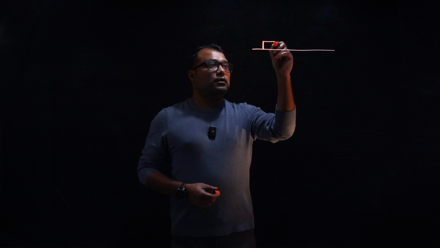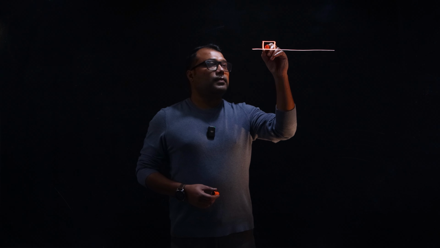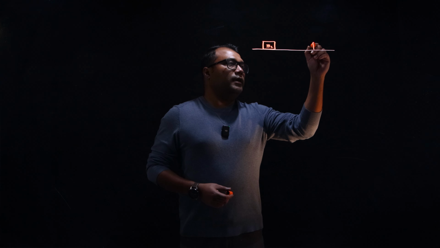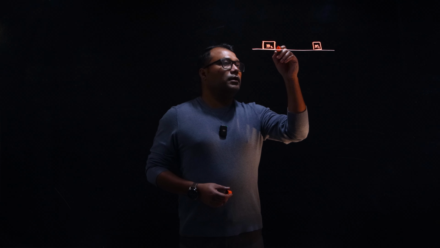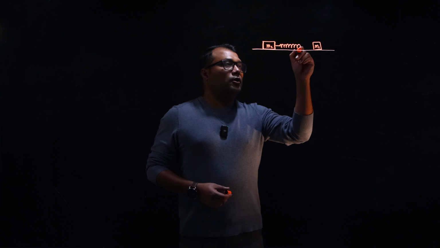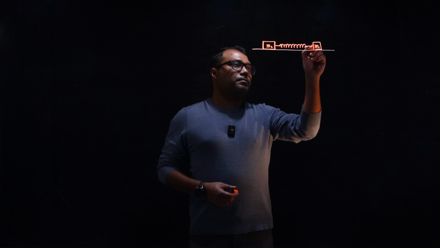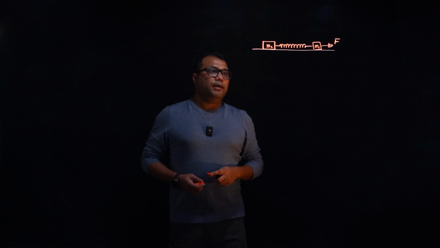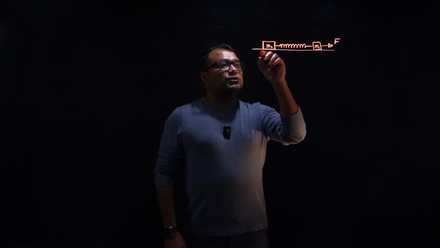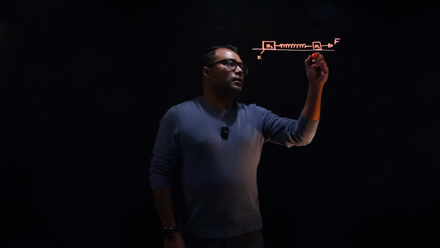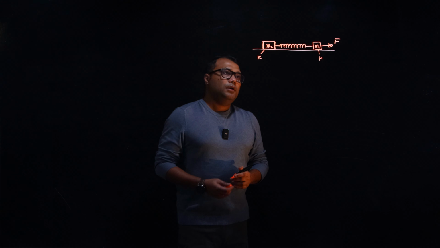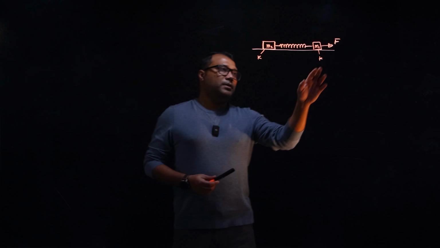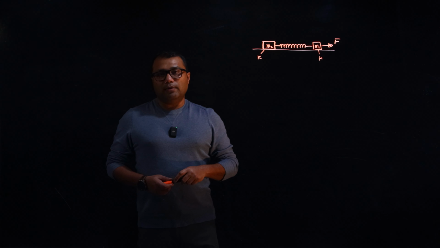Okay, so let's draw the diagram first. We have one bar m2 and another bar m1. These are connected by a non-deformed spring. And then a force F is applied on bar m1. The coefficient of friction is given as k between these surfaces. So what is the minimum force that needs to be applied so that it moves bar m2?